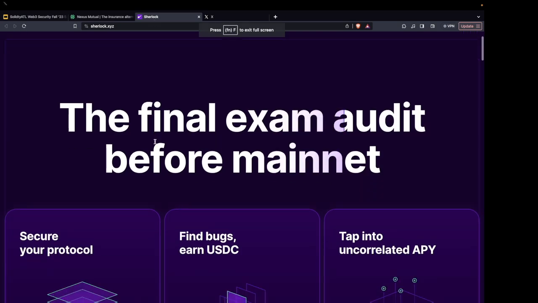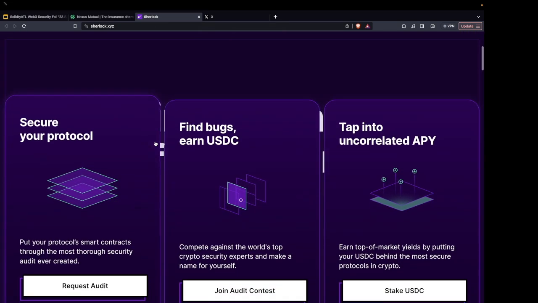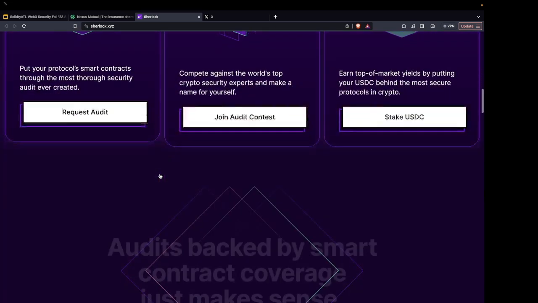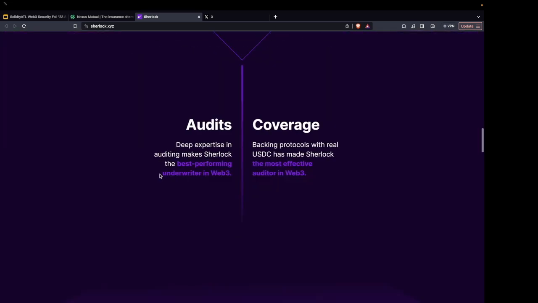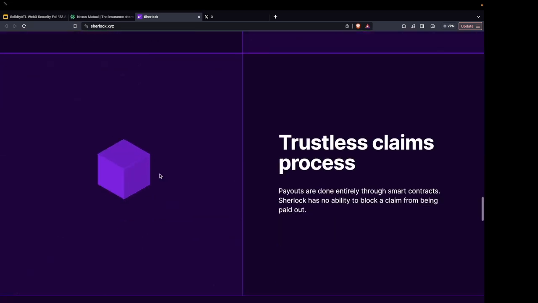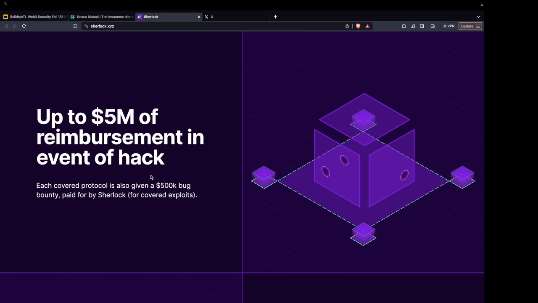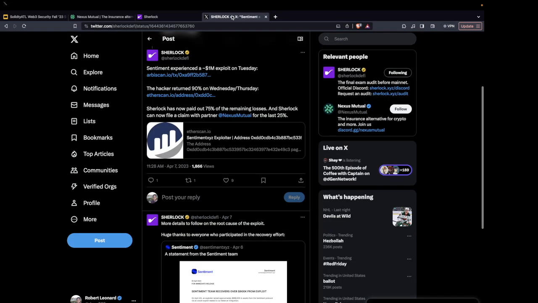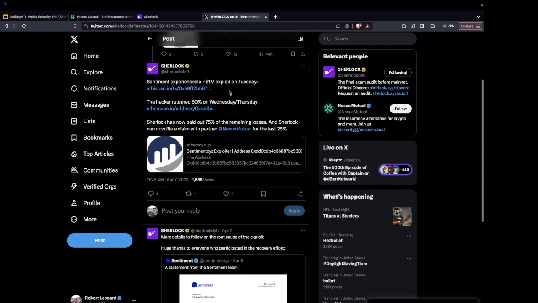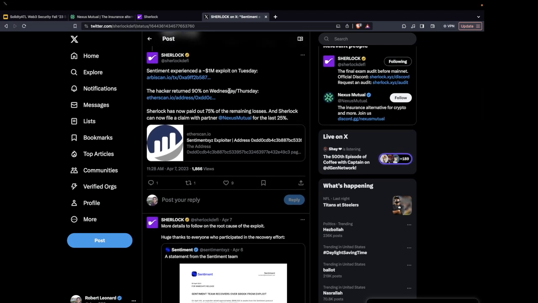Sherlock not only performs audits, but they allow for some insurance coverage. They're set up to offer up to $5 million in reimbursement for protocols that are audited on Sherlock in the case of a hack. And they also provide some funds for those protocols to have a bug bounty.